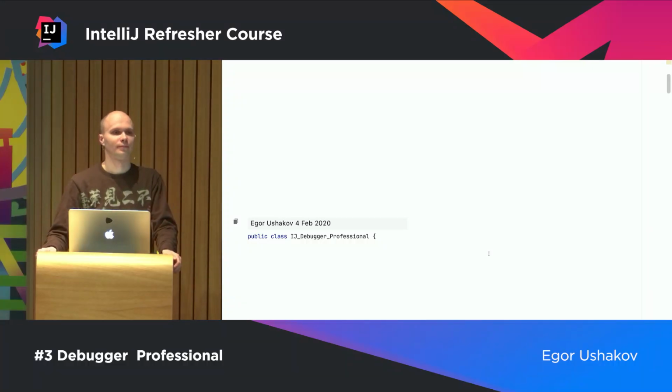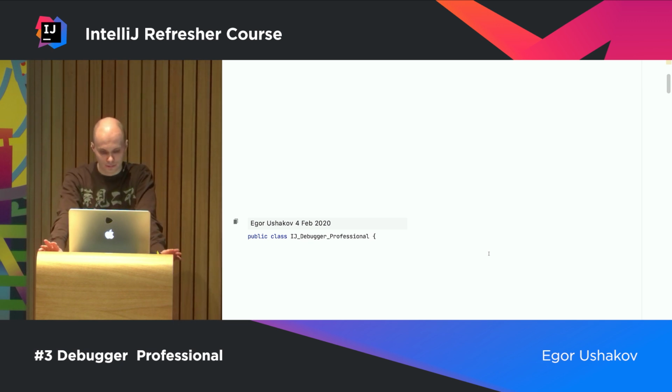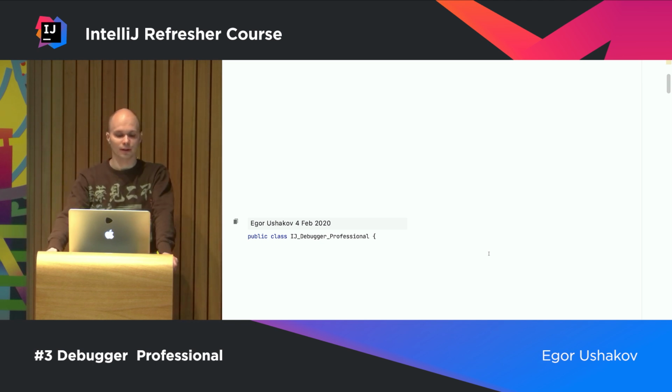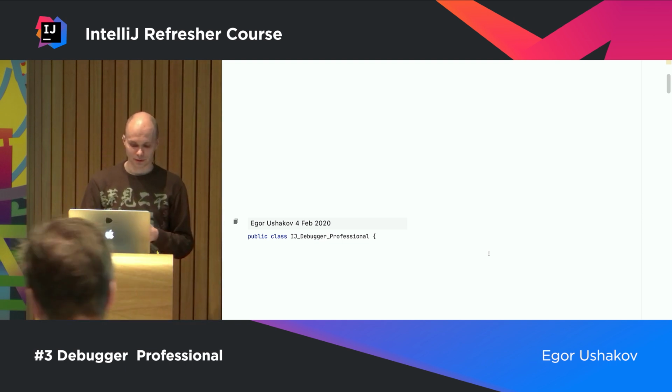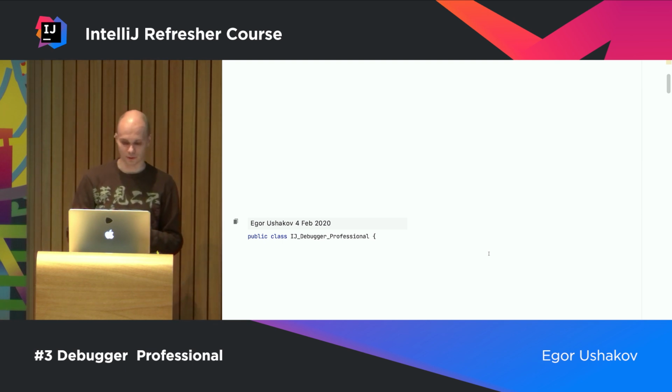So let's begin. This is the third and last presentation about the debugger. These are the smartest and most useful features of the IntelliJ Debugger that we have so far. I call them professional, but it doesn't mean that these features are hard to use or for professionals only. No, not really. But for some reason, they are not that widely used, which we are trying to solve at the moment.